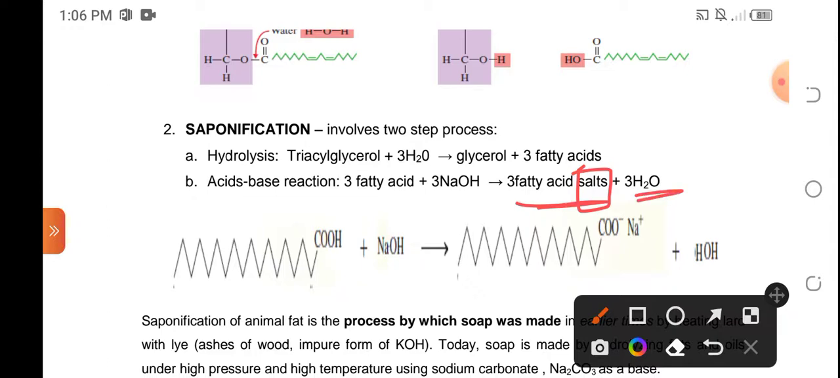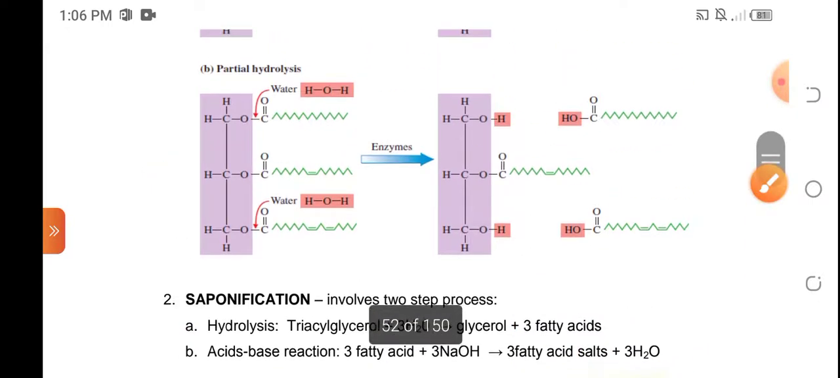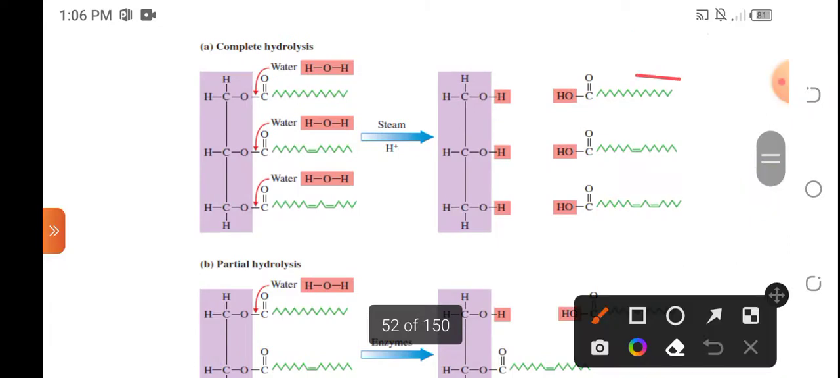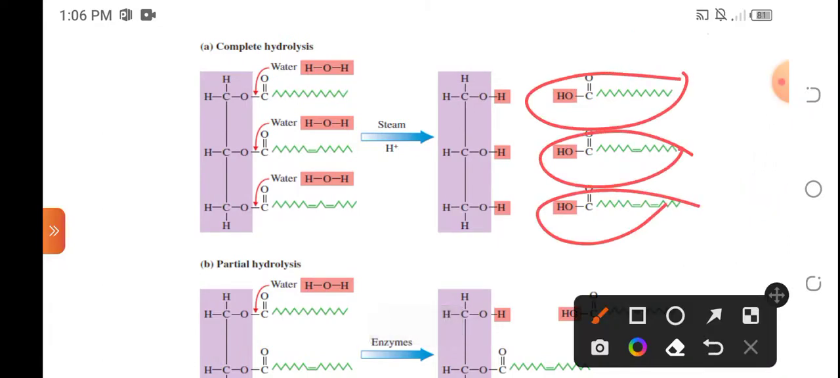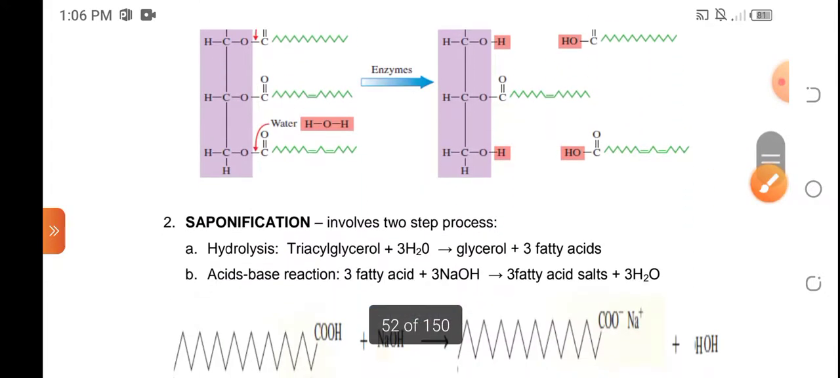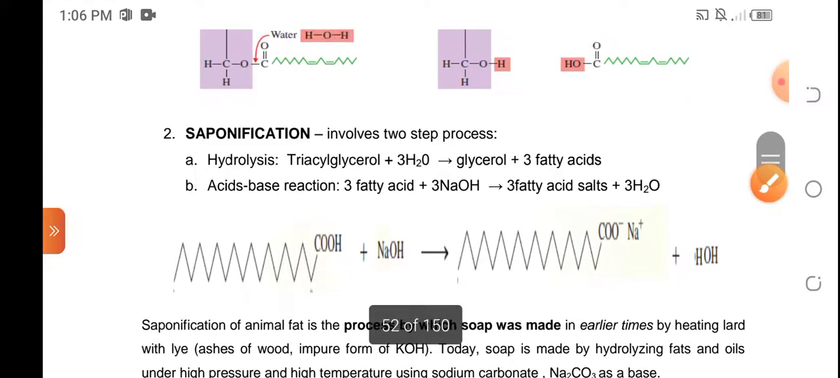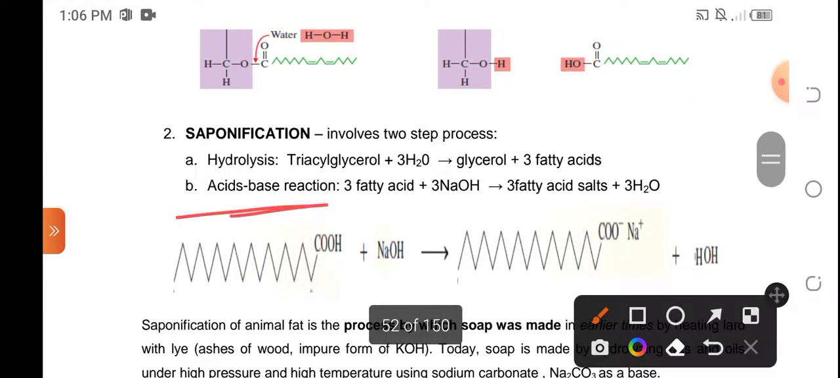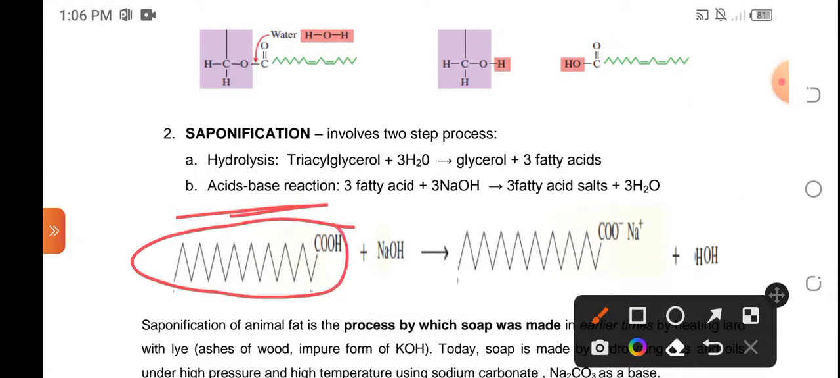Ito alam na natin, hydrolysis. Meron na tayong na-produce na 3 fatty acid. Ito yung mga yon. Okay, so ito na yung 3 fatty acid molecules. So after hydrolysis, these 3 fatty acids in saponification will undergo acid-base reaction. So take for example, ito yung isang fatty acid na na-produce.